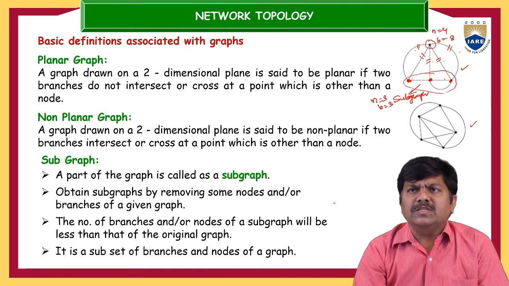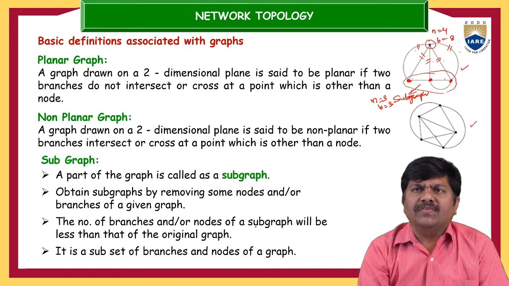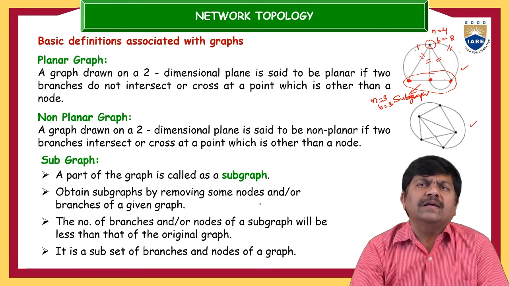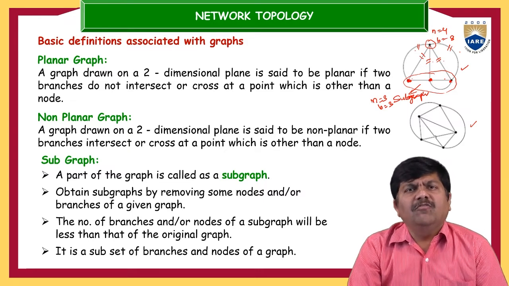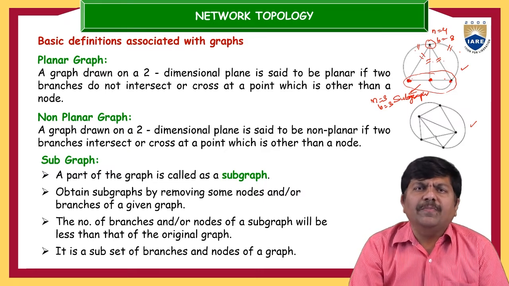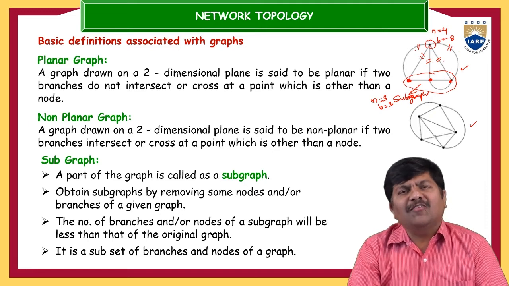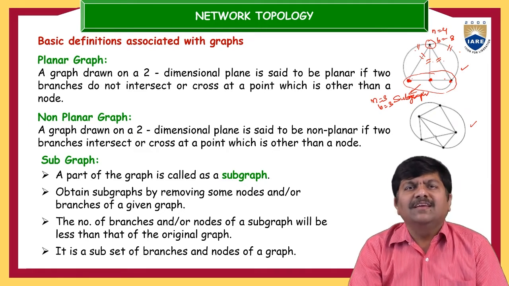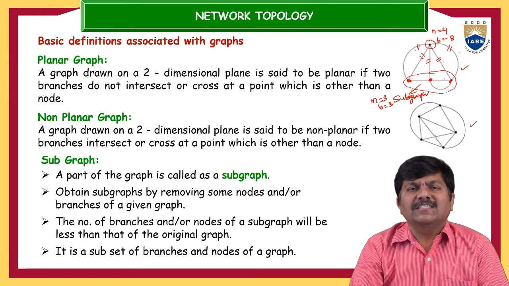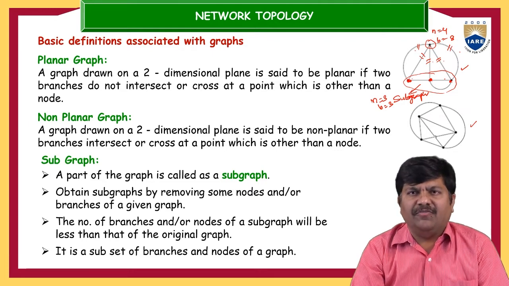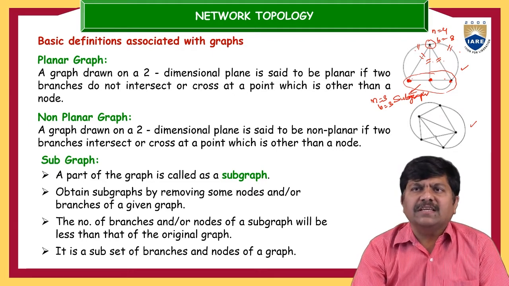So what do we mean by this statement? The number of branches and or nodes of a subgraph will be less than that of the original graph. Certainly it will happen, because we obtain the subgraph by removing one or two nodes or one or two branches. So definitely the subgraph will have fewer nodes and or branches as compared to the original, actual graph. So it is a subset of the branches and nodes of a graph.